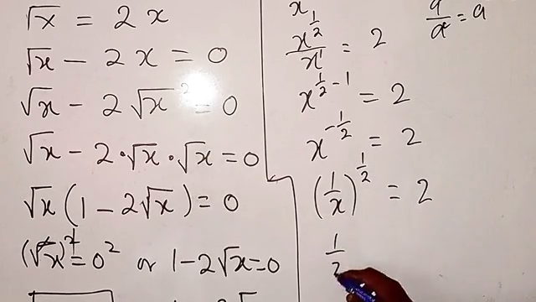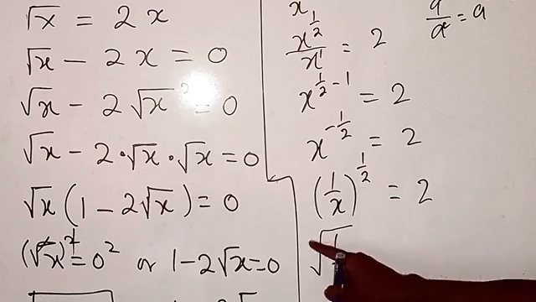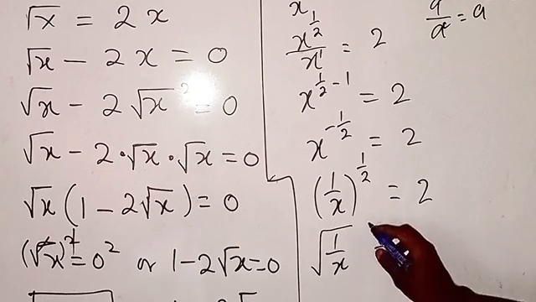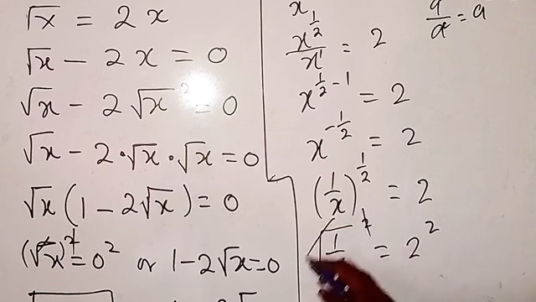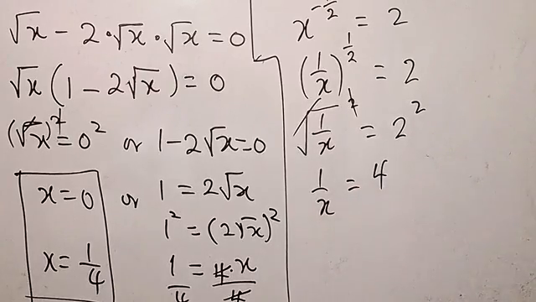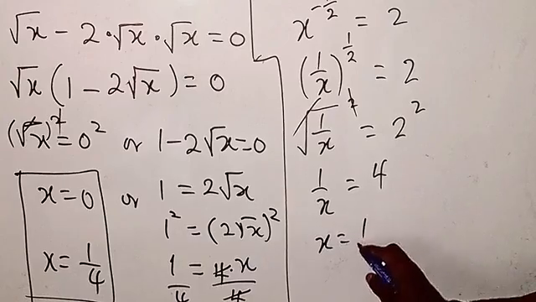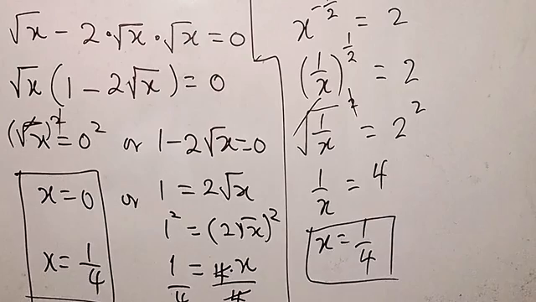So now from here, because this 1 over 2 power has turned to the square root, we have the square root of 1 over x equals 2. So now let's try to square both sides of the equation. If you square both sides, we cancel the root. We have 1 over x equals 2 raised to power 2, which is going to give us 4. Now when you do cross multiplication, you see that we are going to have x to be 1 over 4. So therefore, for this second method, we only got one possible solution of x.